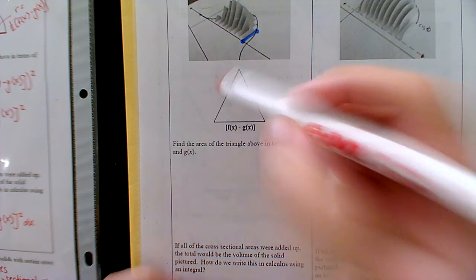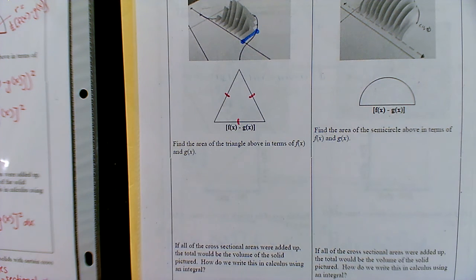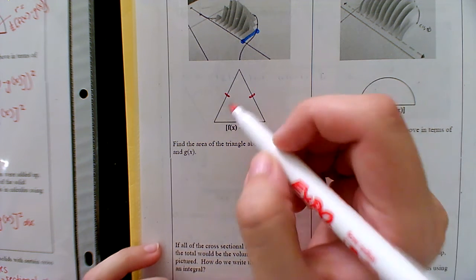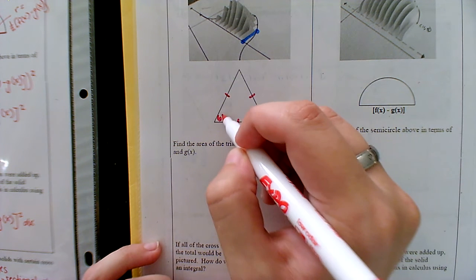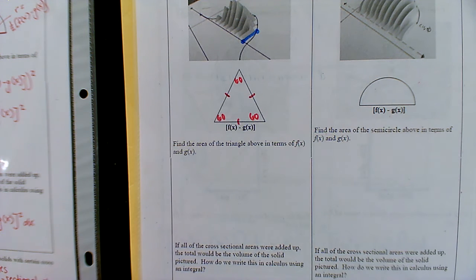All the sides are equal. So we could throw in those little tick marks. And if all the sides are equal, then so are the angles, okay? And if there's 180 degrees in a triangle, then each angle is 60 degrees. Now, this is still a triangle nonetheless, right?